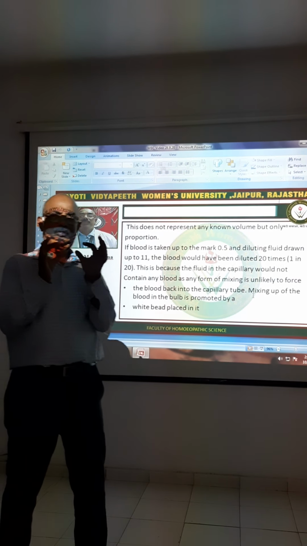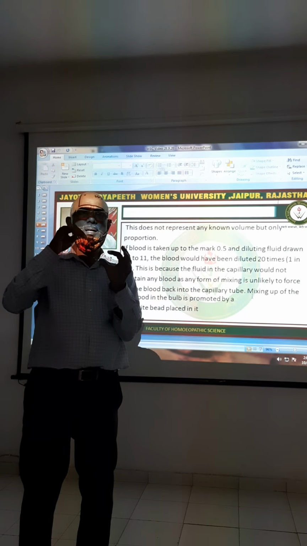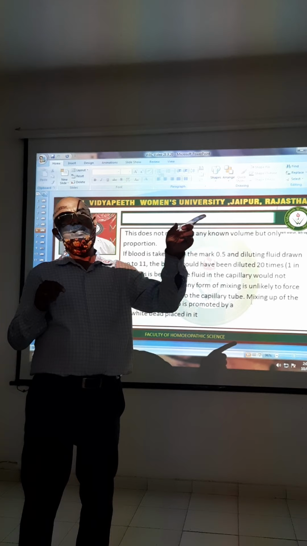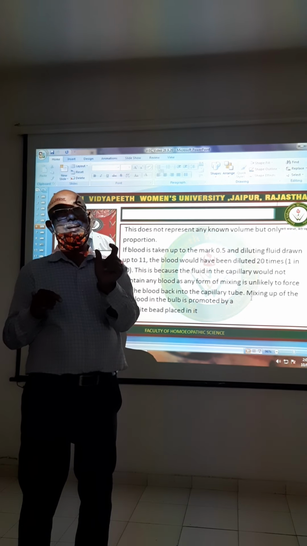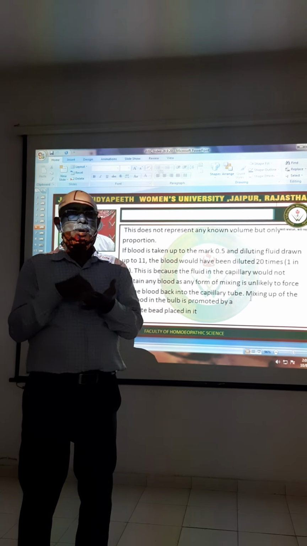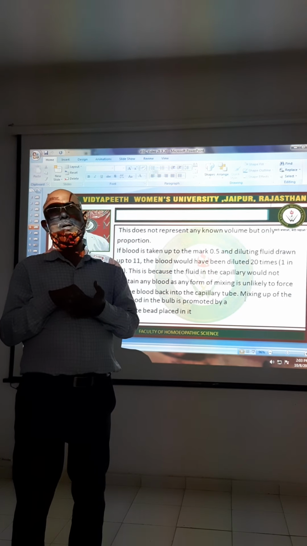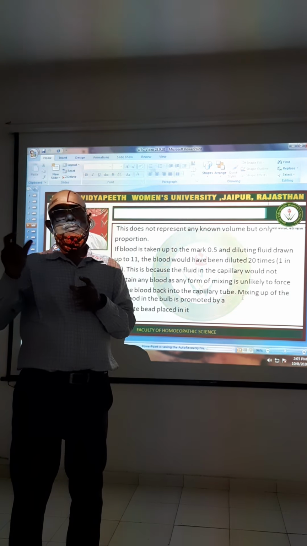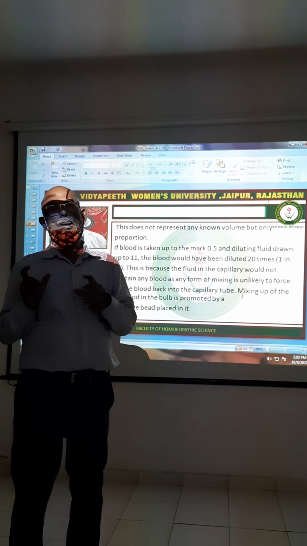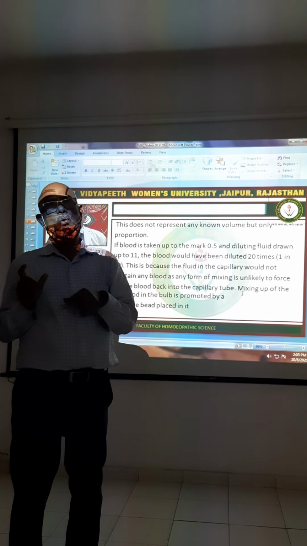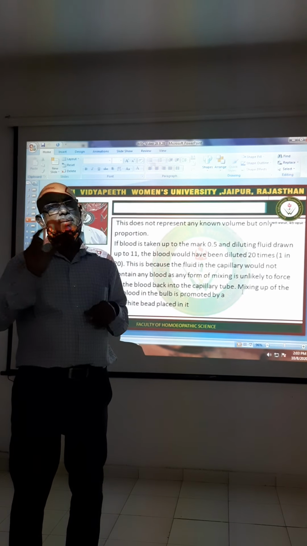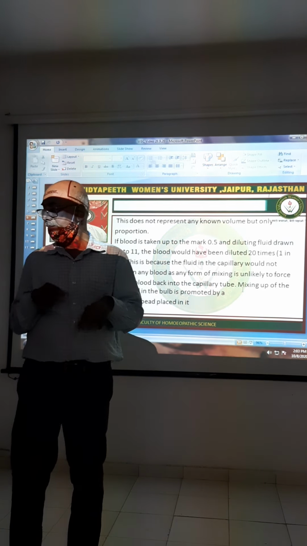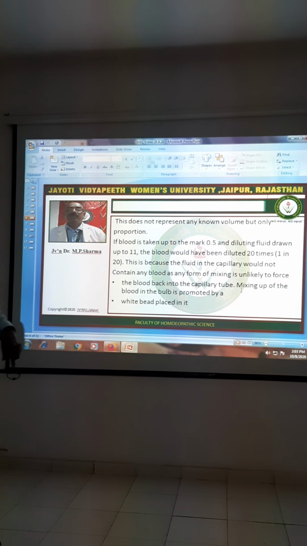The bulb has a white bead in case of WBC, but in case of RBC, there is a red bead. What is the importance of the bead? While we are mixing the blood and diluting fluid, it will help in mixing the blood together with the diluting fluid. Next, understand?